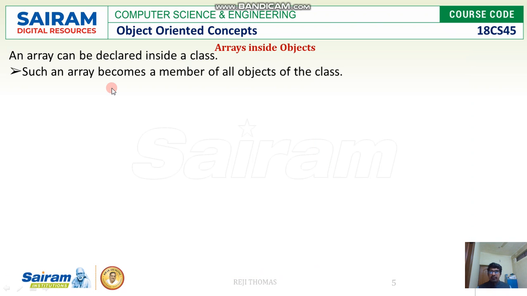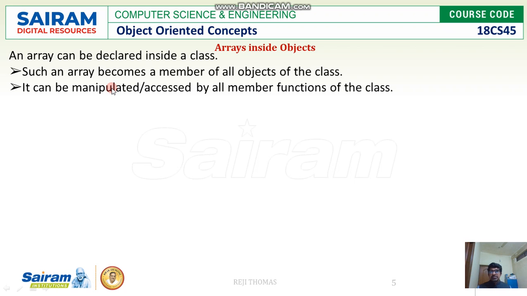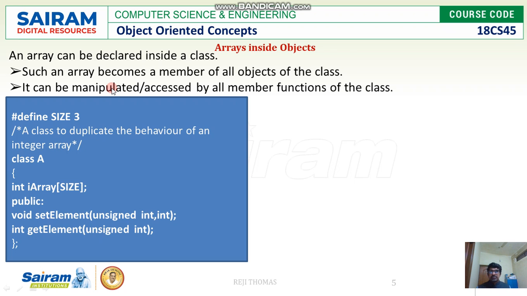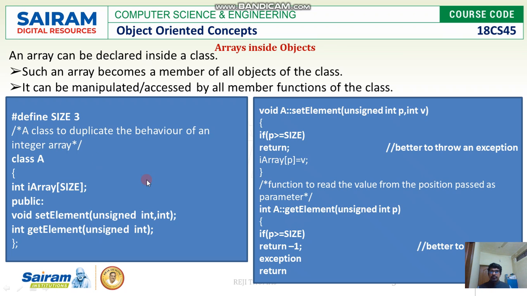Next, we can have an array inside an object, which is something like the normal variables. We have seen every class has data members and member functions, and if you want, you can have an array inside a class. Look at this, where you can find an array called I array with size. This is not an array of objects. This is a normal array declared inside a class.